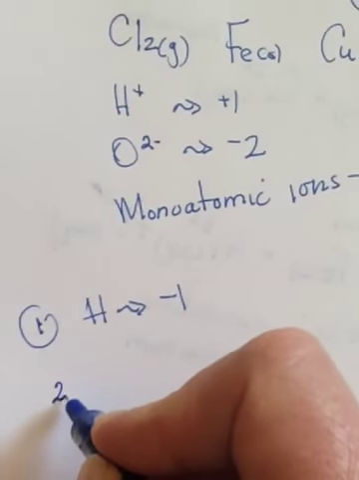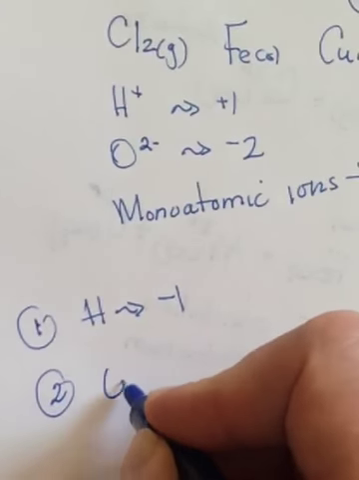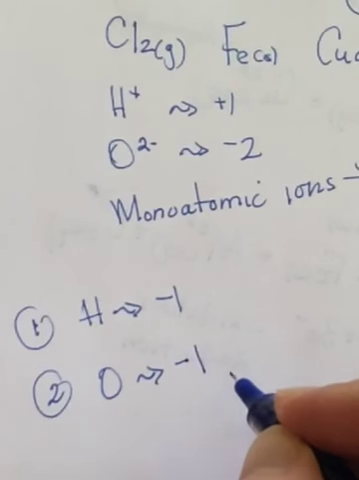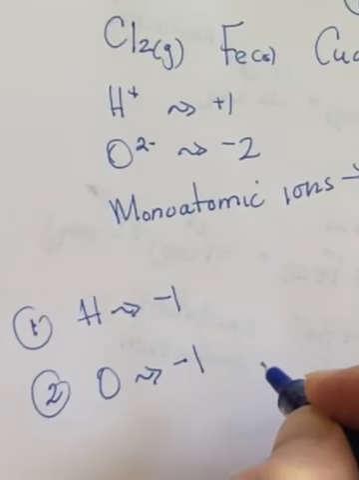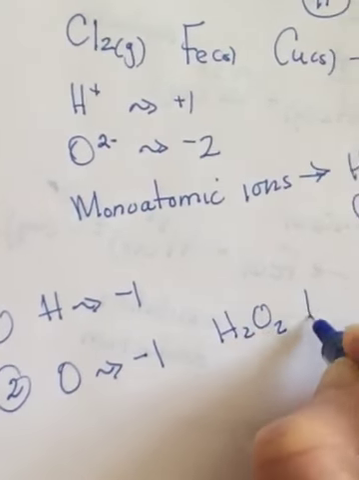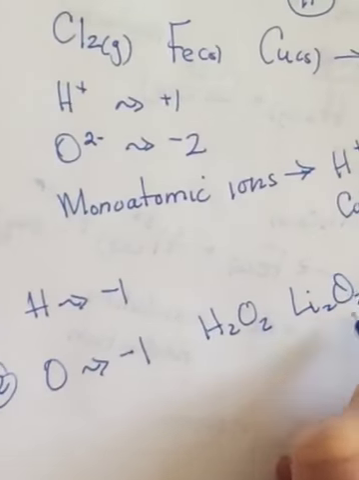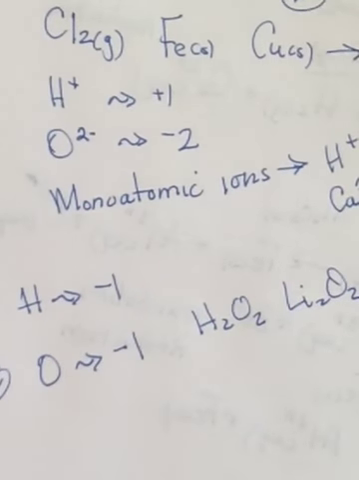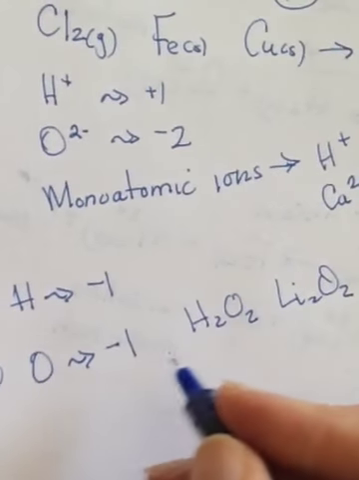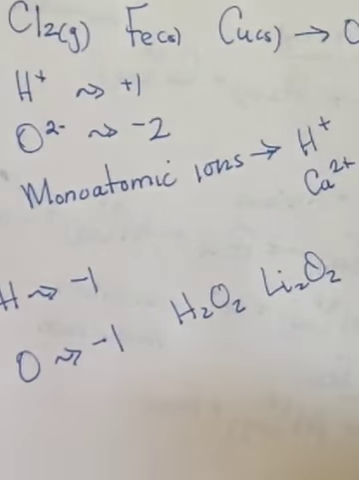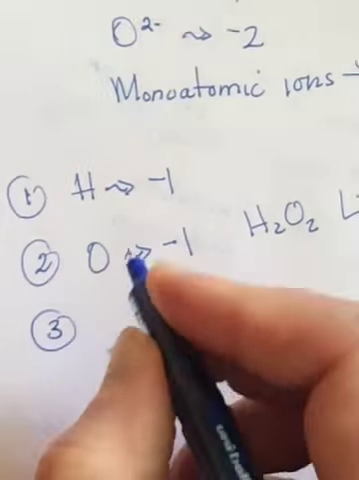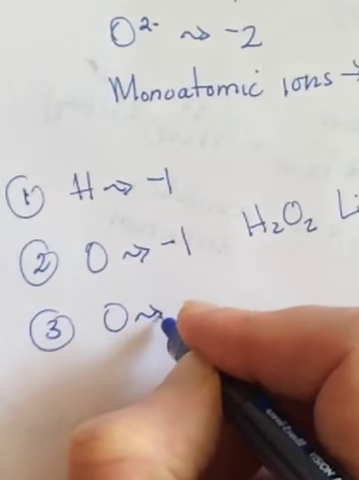Similarly, oxygen will have an oxidation number of negative 1 when it's in peroxides, like hydrogen peroxide or lithium peroxide. When it's in a peroxide, because that's where there's double bonds, oxygen will have an oxidation number of negative 1 instead of negative 2, and it's because of those double bonds. And then oxygen has a third exception as well.